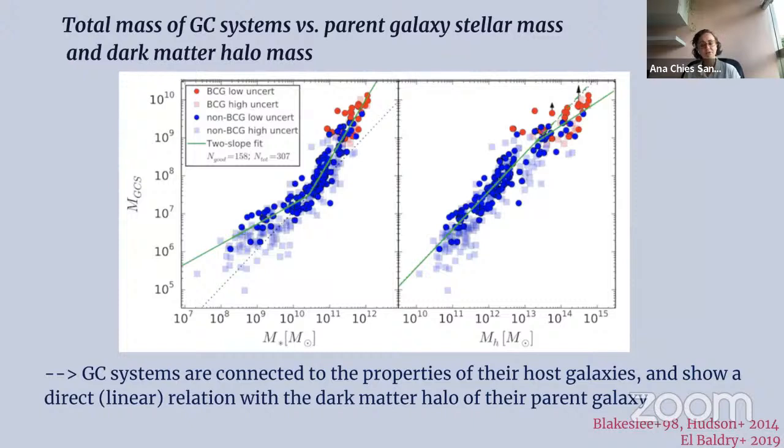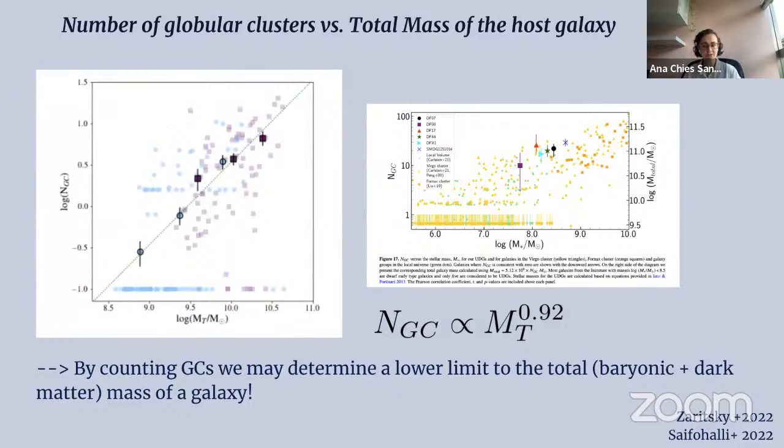We can also compare the total mass of a globular cluster system with its parent galaxy mass. Here we have that the GC systems are connected to the properties of their host galaxies and show a direct relation with the dark matter halo of their parent galaxy. And this is still to be verified for lower mass halos. Also, there's an empirical relation that is more and more appearing in the literature regarding the number of globular clusters and the total mass of the host galaxy. So here by total mass, I mean the stellar and dark matter masses together. Thus, by counting globular clusters, we can determine a lower limit to the total mass of a host galaxy. And if we have other ways to measure the stellar mass, for instance, we may well determine a lower limit to the dark matter fraction.